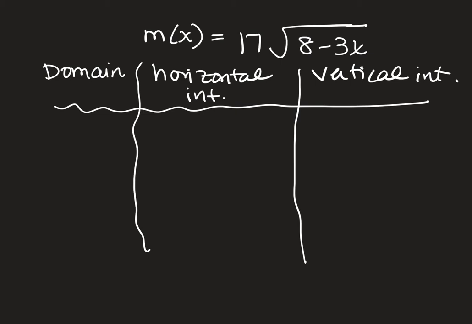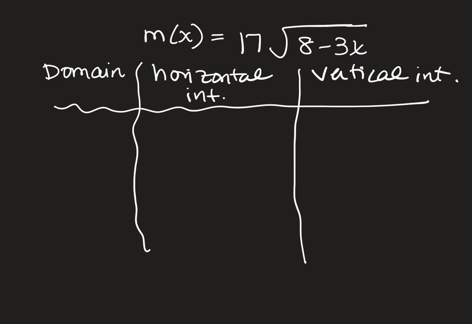So I have a square root function with some kind of oddball numbers in there, 17 times square root of 8 minus 3x. So in this video, let's find the domain, the horizontal intercept, and the vertical intercept, all algebraically. I'm going to start on this one with what I think is easiest. I'm going to start from the right and do the vertical intercept and work my way over.